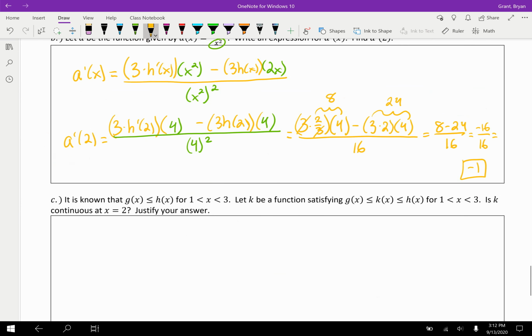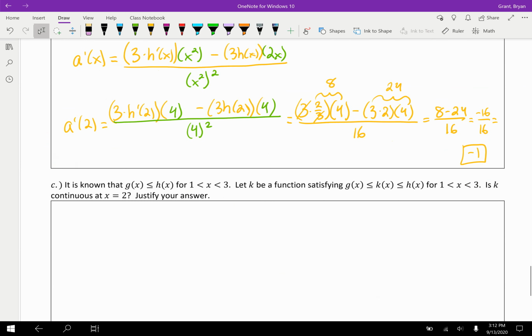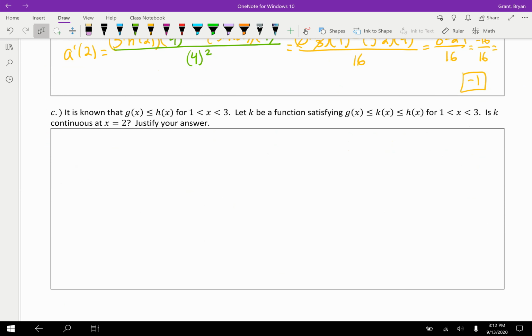We do not get a calculator, which is also why I suggest many times that you don't simplify. But either way, let's get to our last part. It is known that g of x is less than or equal to h of x for 1 less than x less than 3. Let k be a function satisfying that k is between. So the outputs of k have to be between the outputs of g and h.